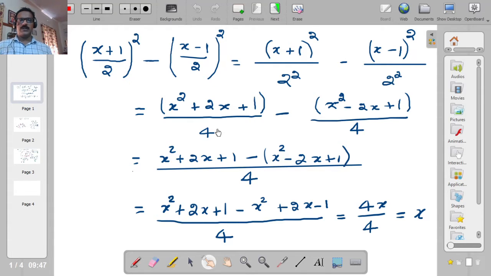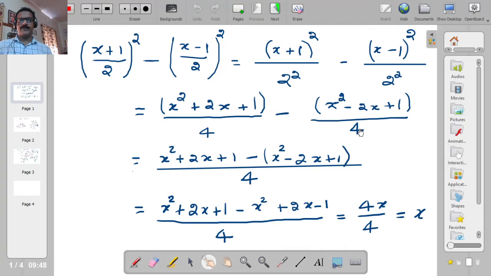Now we will be simplifying this. We know 2 squared is equal to 4, so both of these expressions have the same denominator, and we are expanding (x plus 1) the whole squared. This is of the form (a plus b) whole squared, which is equal to a squared plus 2ab plus b squared. Instead of a we have x, instead of b we have 1. So we have x squared, instead of 2ab we have 2 times x times 1, which is 2x, and b squared is equal to 1, and in the denominator we have 4. Similarly, in the case of (x minus 1) the whole squared, we have x squared minus 2x plus 1 upon 4.